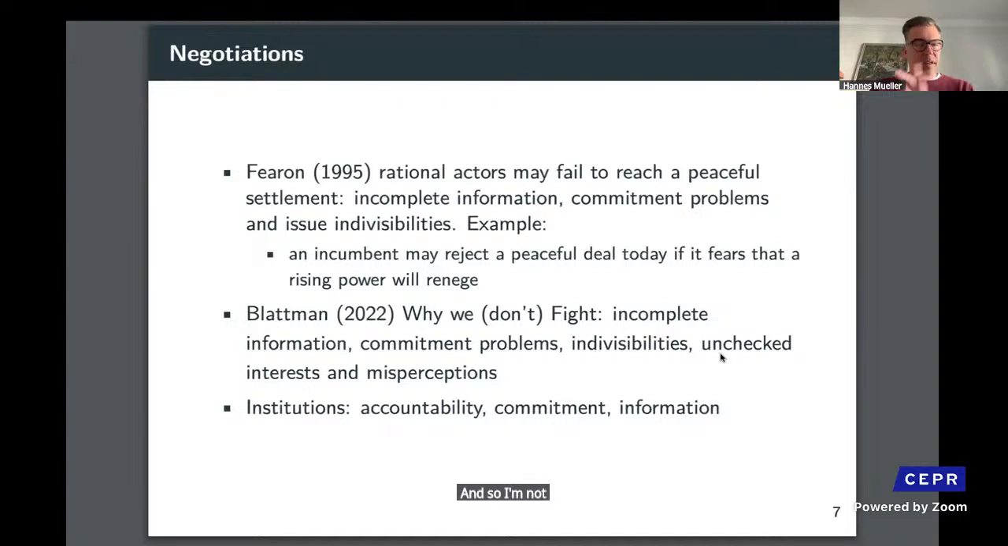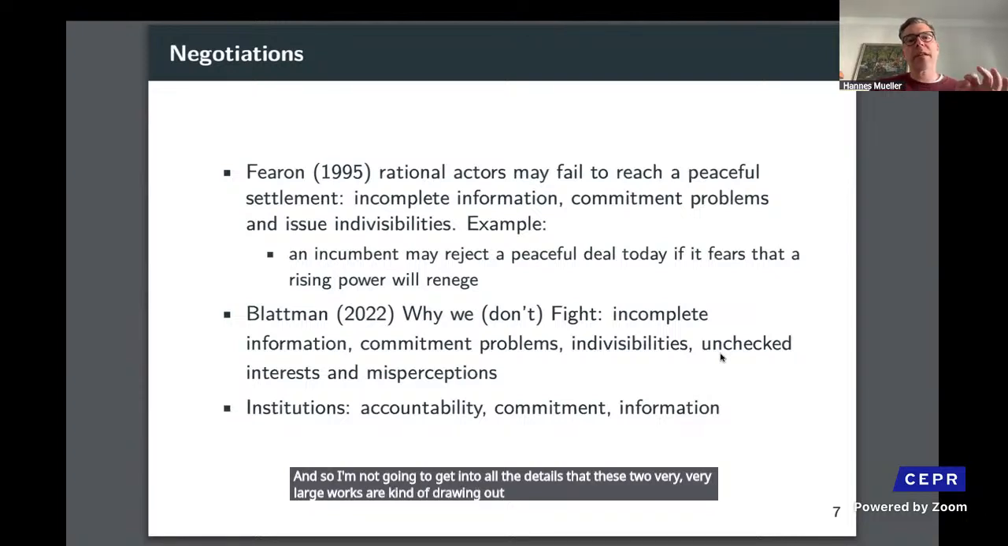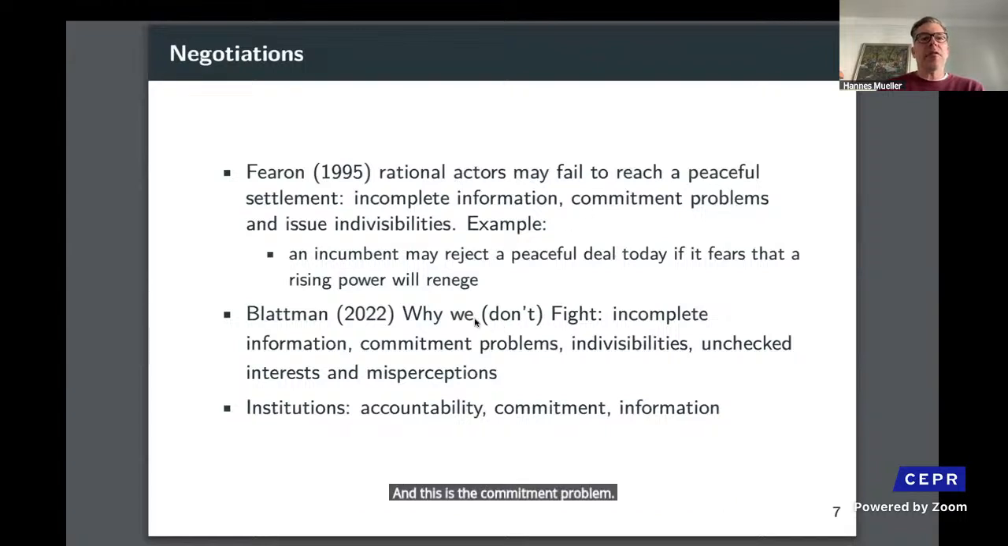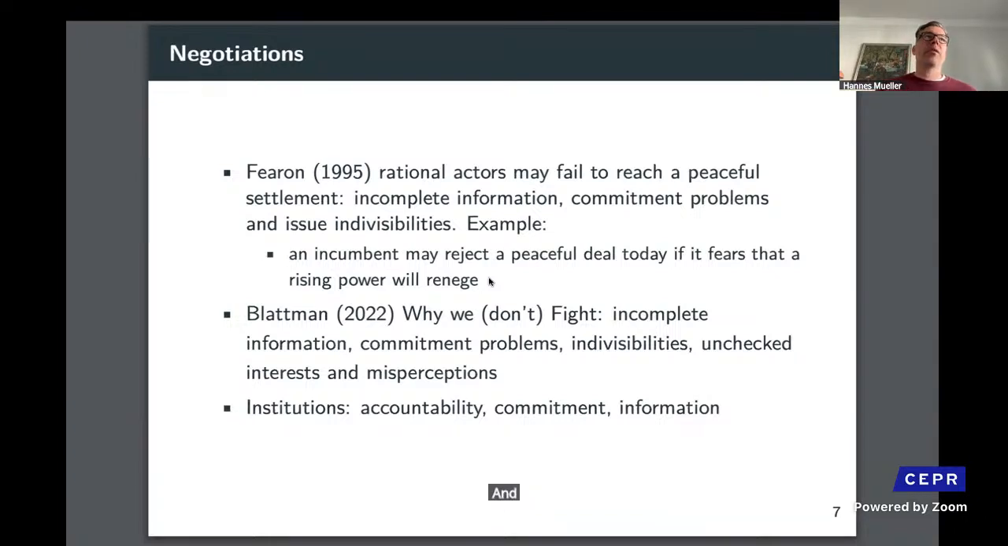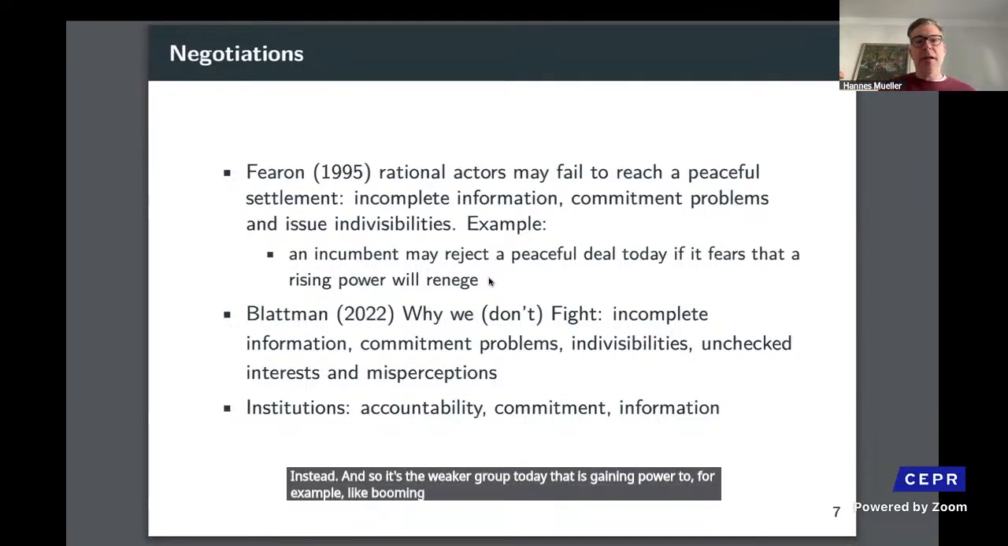I'm not going to get into all the details that these two very large works draw out. But I just want to give you a little hint of an important aspect that is very central to how institutions work. And this is the commitment problem channel. Think of two groups that are in constant negotiations and they are peaceful at the moment. Now, one group realizes that the other one is gaining in power. And imagine that the one that is stronger right now is the one that is stagnating instead. And so it's the weaker group today that is gaining power through, for example, booming economically. And the other one is stagnant economically. And so it knows that in future, the other one will be stronger, right?